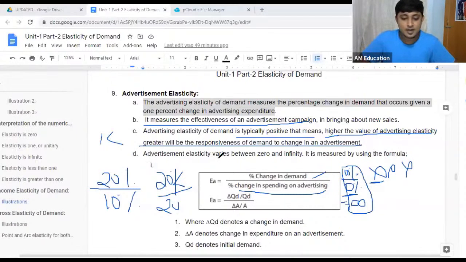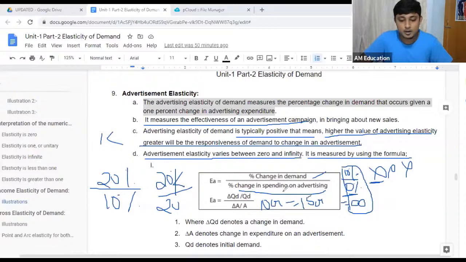Then advertisement elasticity varies between 0 and infinity. It is measured using the formula: percentage change in demand divided by percentage change in spending on advertising. Clear? Initially you used to spend 10 crores. Now you spend 15 crores. So what is the denominator here? How much is the denominator? Tell me. You initially spent 10 crores, now you spend 15 crores. How much is the denominator that you will substitute here?